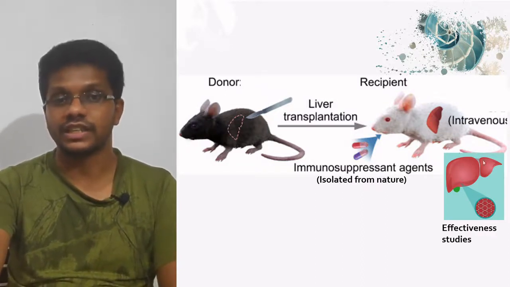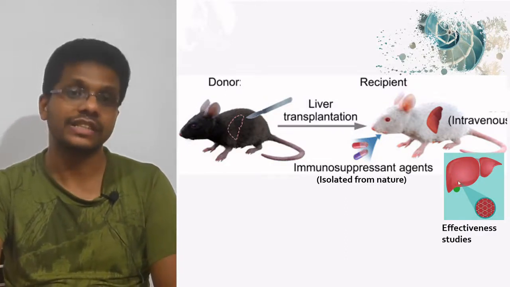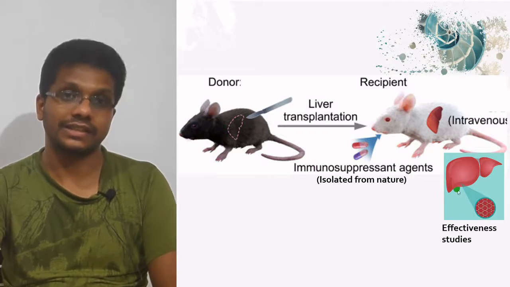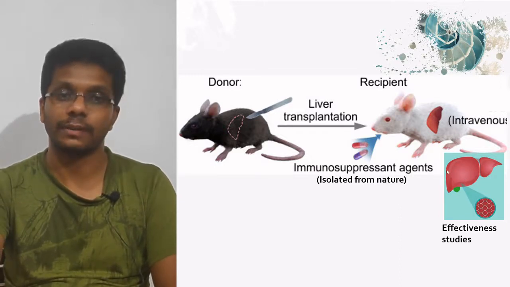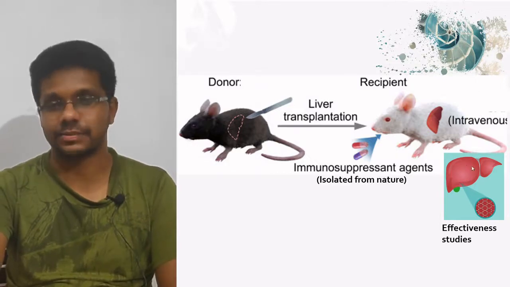So we will do the effectiveness studies in the liver cells to see whether there is any immunological reaction. If our compound is good, it won't happen. It won't reject the transplant.